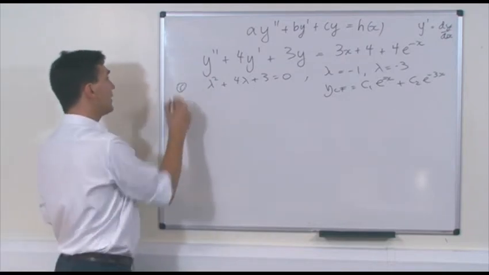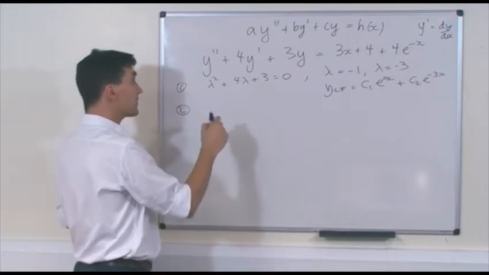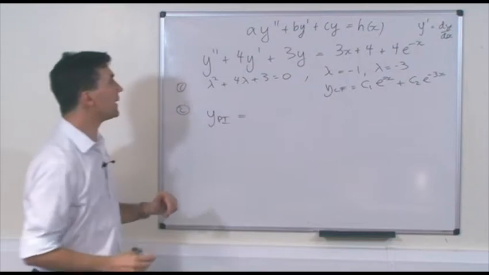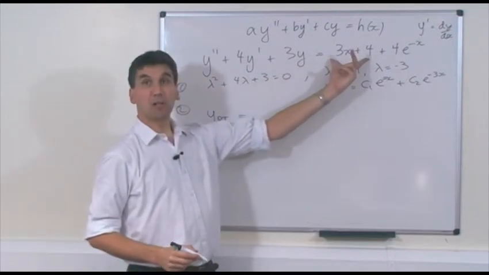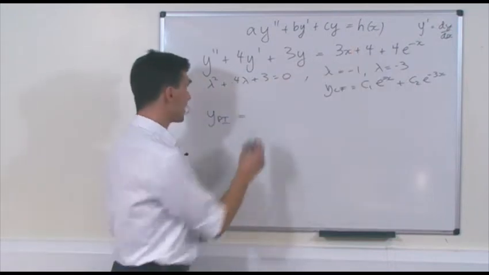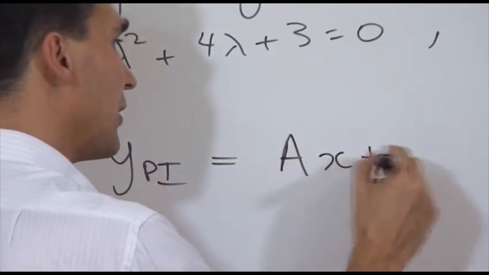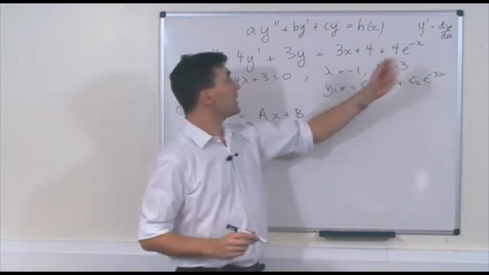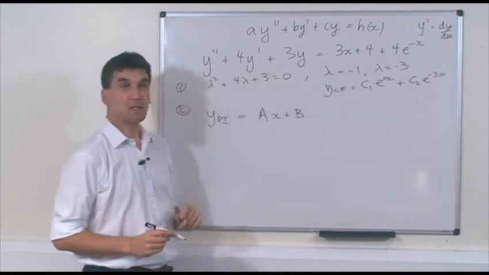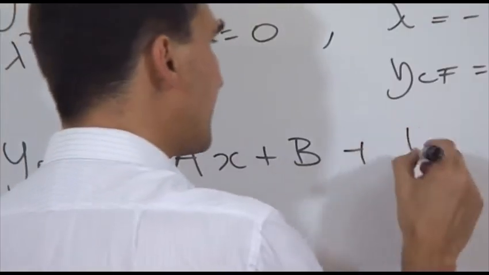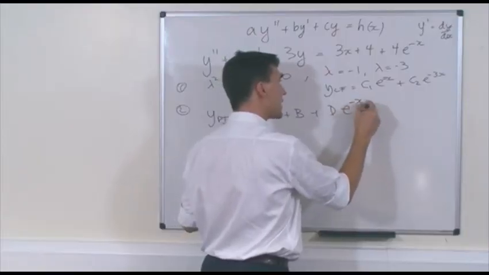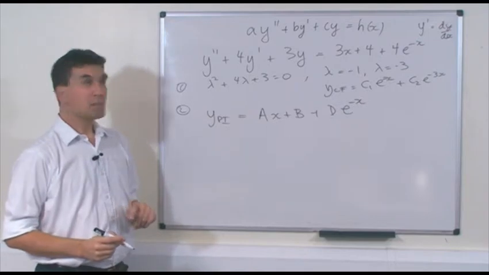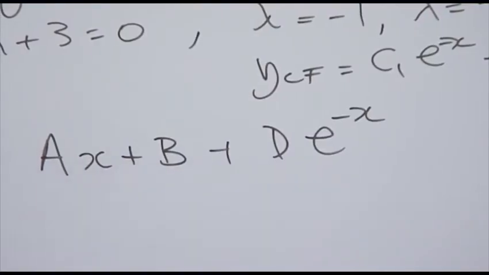The second step is we make a guess for y_PI. Y_PI, the particular integral, is, well, we've got a first degree polynomial, so let's write down the most general first degree polynomial, ax + b. We've got an exponential, e^(-x), so let's write down the most general exponential of the same form. And then alarm bells start ringing, because that is in the complementary function.